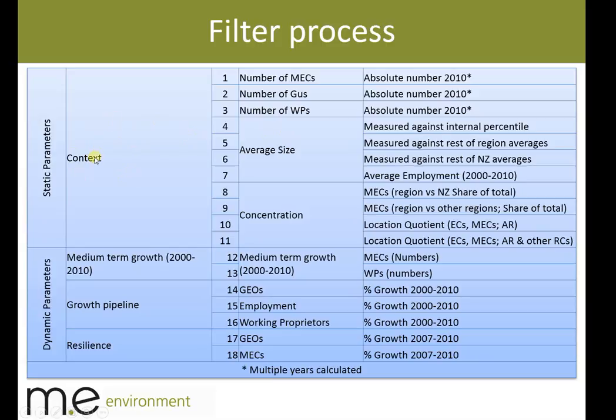And we've got some static parameters and some dynamic growth parameters, and we're using a filter process to find out which are the most important industries or the industries of significance. And again, this is based on employment and based on the number of units, the size and concentration of the industries through location quotient, the concentration, and then looking at the growth patterns or the growth trends, the expected growth trends.